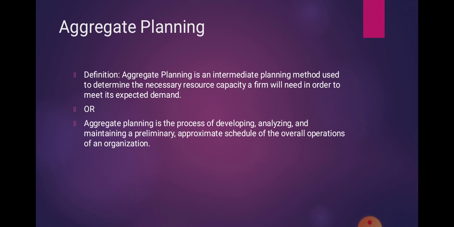So, it is an intermediate range capacity planning, usually covering 2 to 3 months or 12 to 18 months. In other words, it is a matching of capacity and demand in such a way that costs are minimized. In other words, aggregate planning is also defined as a process of developing, analyzing and maintaining a preliminary and approximate schedule of the overall operations of an organization.